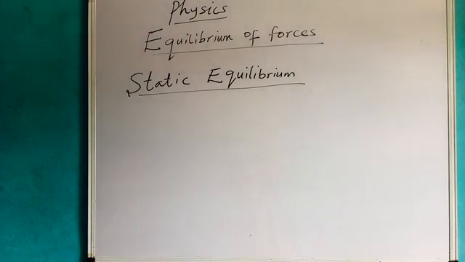If the net force acting on the body is zero, then the body is said to be in translational equilibrium. In such a case, the center of mass of the body remains either at rest or moves rectilinearly with constant velocity. If the net torque acting on the body is zero, then the body is said to be in rotational equilibrium. In such a case, the angular velocity of the body remains constant.